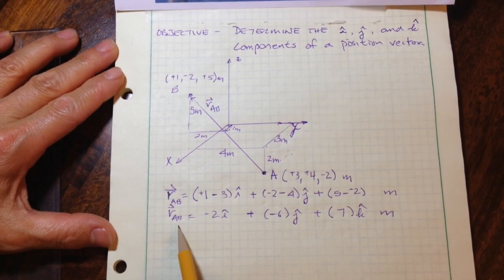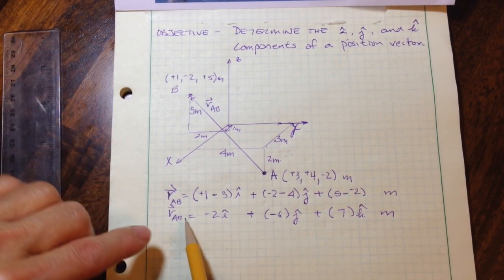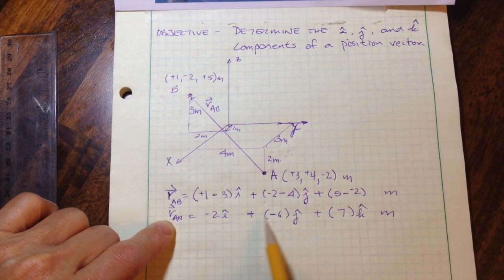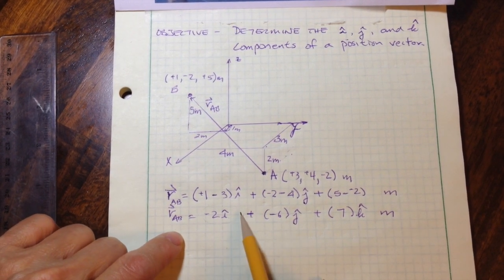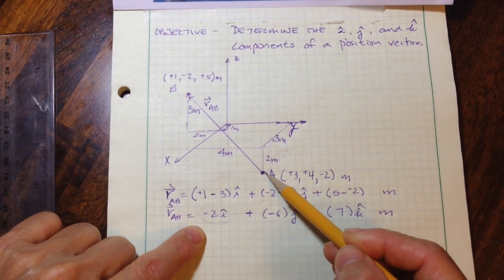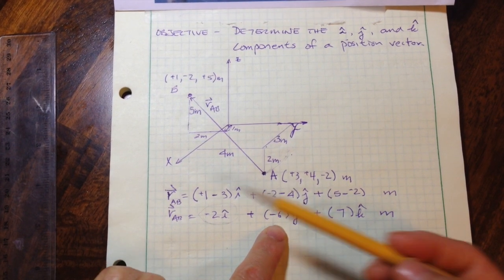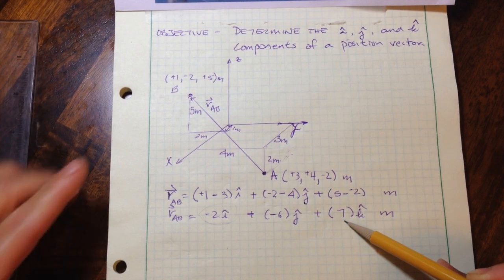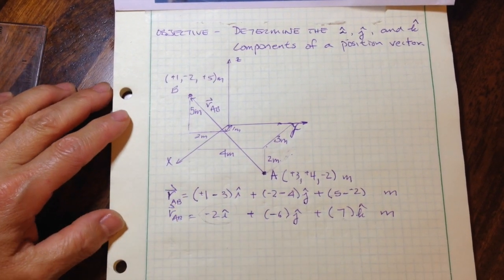You can also interpret position vectors as the distance that one would have to travel from point A to point B along each axis to get to point B. Meaning, starting from point A, we have to move back negative 2 meters, go to the left in the Y direction, negative 6 meters, and go upward 7 meters to finally get to position B.